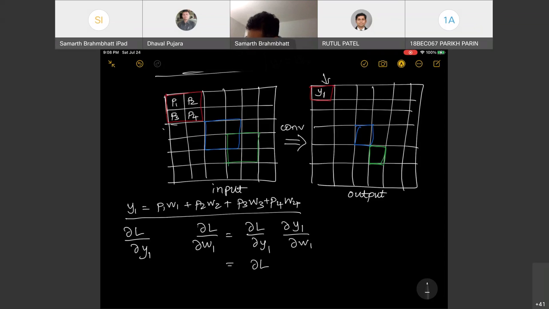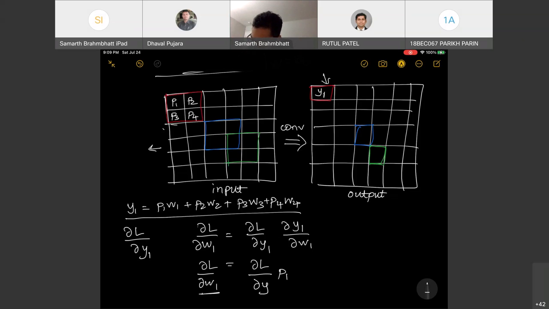Which is, and from this equation, you know that there is p1, right? And you already know the first term. So that is how you get the gradient with respect to w1. You can get it for all the w's as well. And similarly, if you know the w's, you can get the gradient with respect to the p's, right?